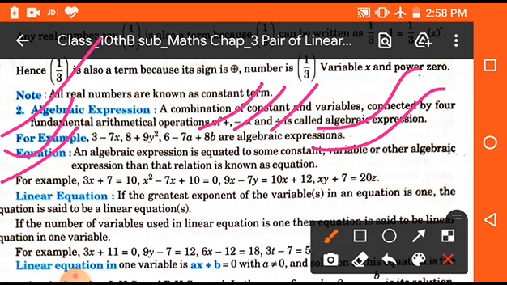Next is equation. When an algebraic expression is equated to some constant or another algebraic expression, that relation is known as an equation. For example, if we write an algebraic expression equals to any constant, then it becomes an equation: 3x plus 7 equals 10, x square minus 7x plus 10 equals 0, and so on.